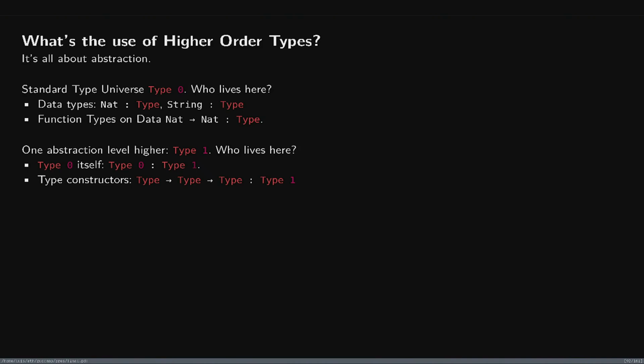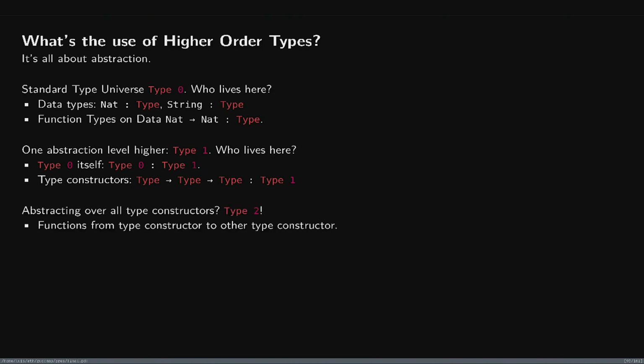And now one could imagine, what if we wanted to talk about all type constructors and have functions taking type constructors as arguments and returning other type constructors? Well, then you would be working in Type 2. And there are really arbitrary levels of abstraction possible. But you don't have to make use of it. It's just a possibility you have. It's just that Lean is so expressive.